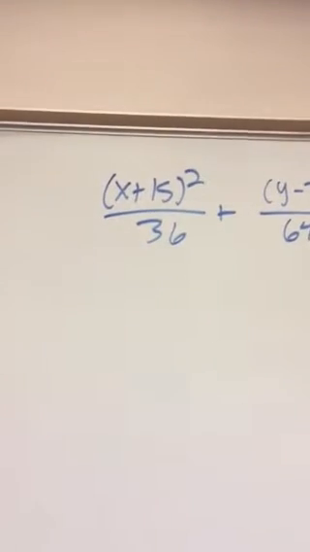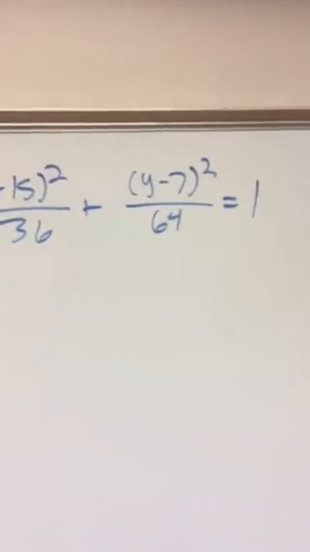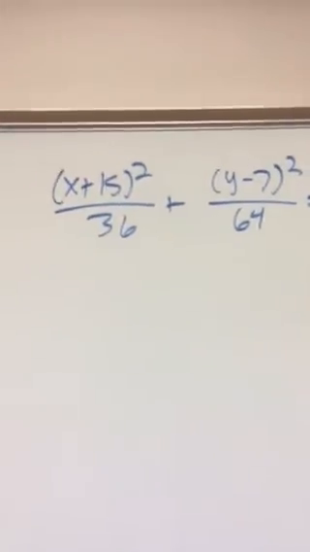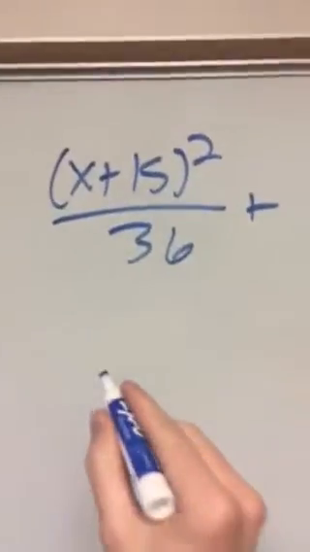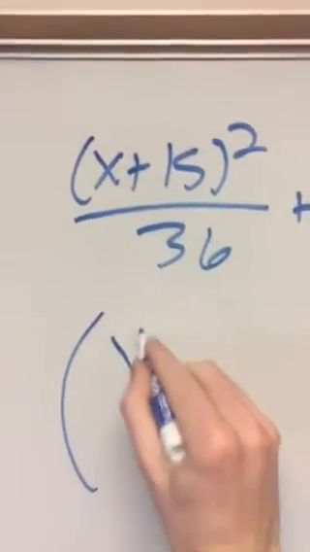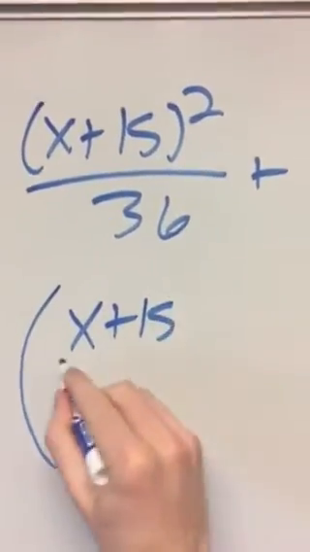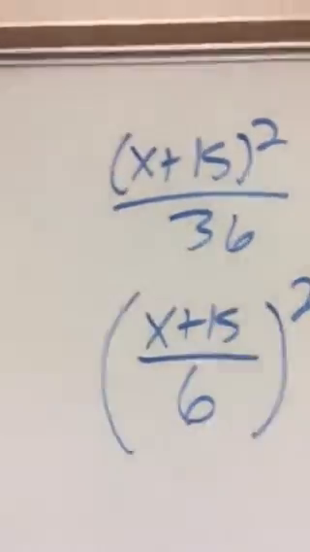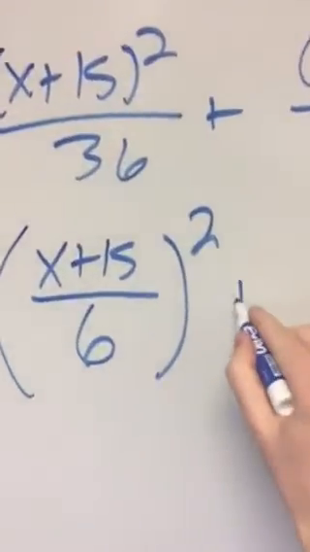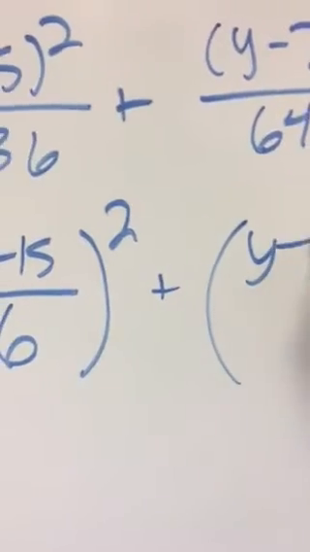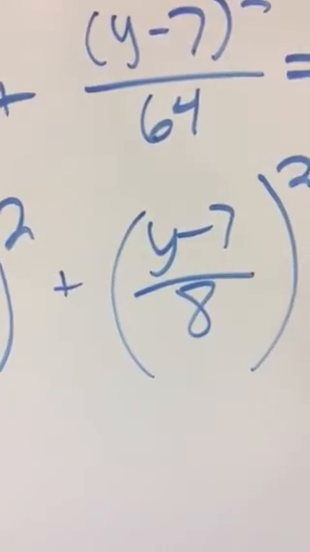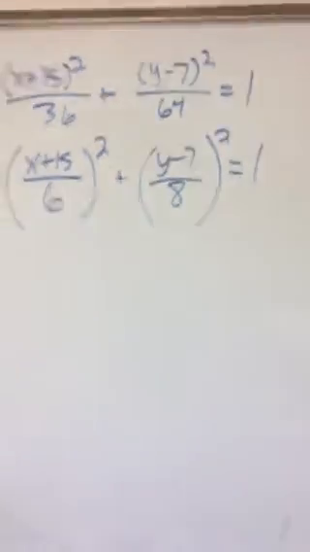This is study guide question number 14. We're going to write this in parametric form. So the thing about parametric form, first thing I'm going to do is rewrite this a little bit. I'm going to say that this is (x plus 15 over 6) squared, because 6 squared is 36, so that's totally legal. We get (y minus 7 over 8) squared, which is all equal to 1.